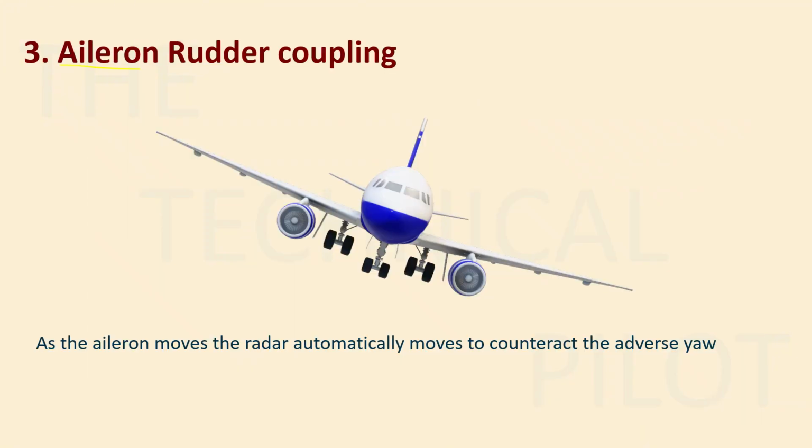Then you have aileron rudder coupling. This is again a very simple thing. What we do is we just couple the aileron and rudder together. So whenever we move the aileron, the rudder automatically moves, and it counteracts the adverse yaw.